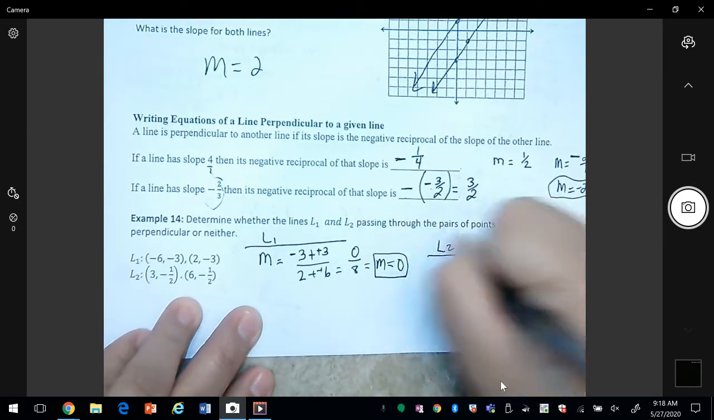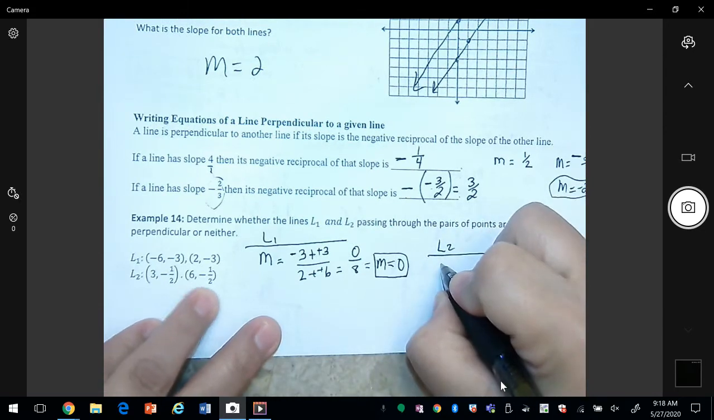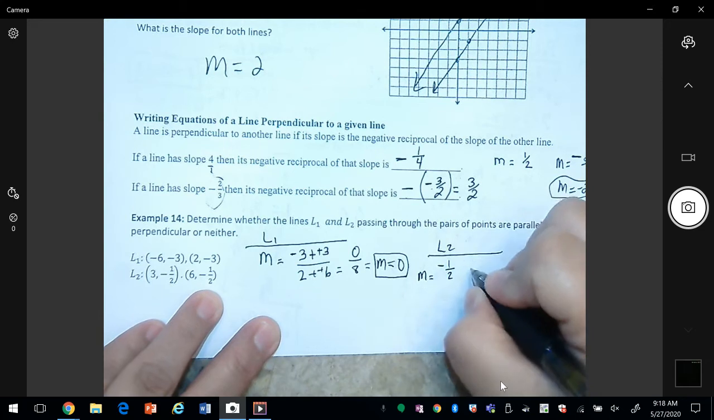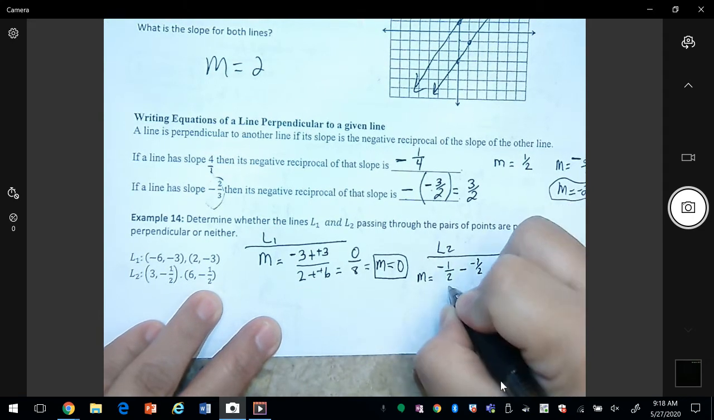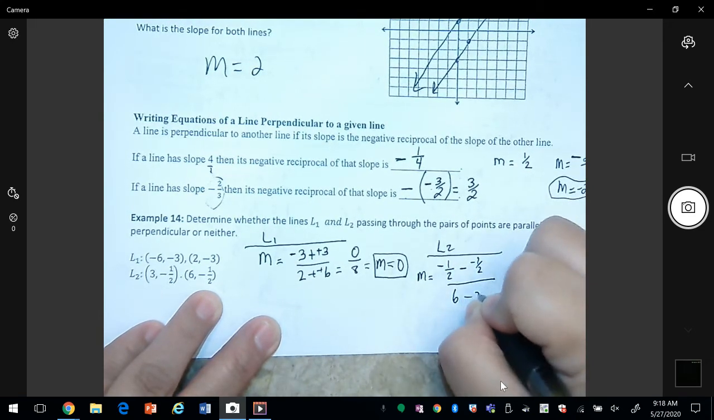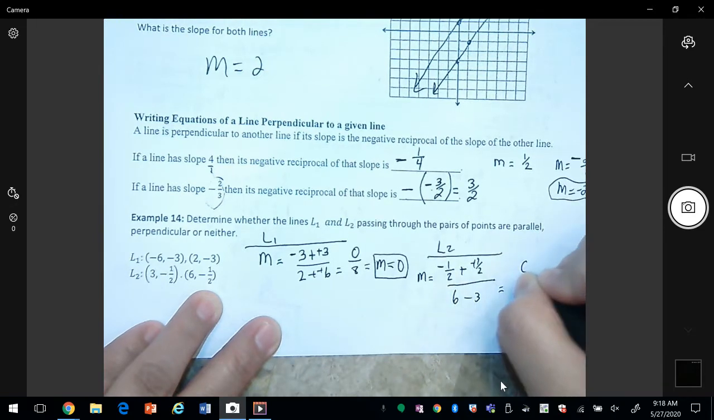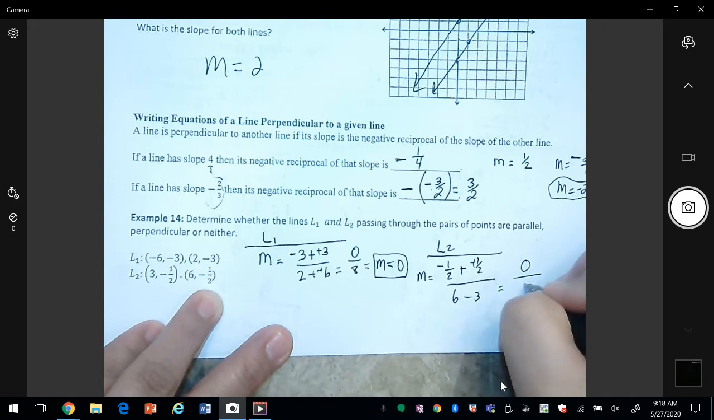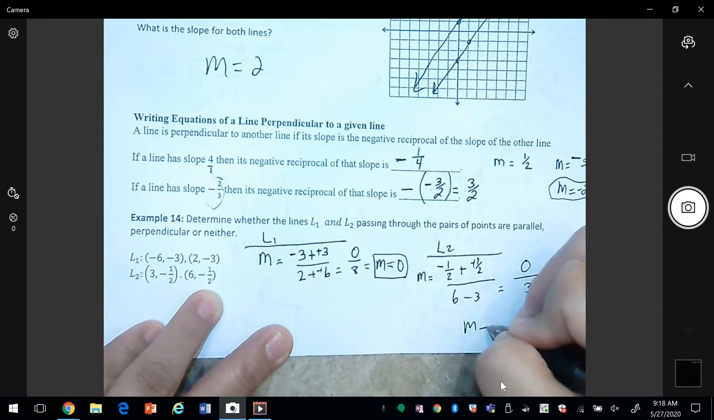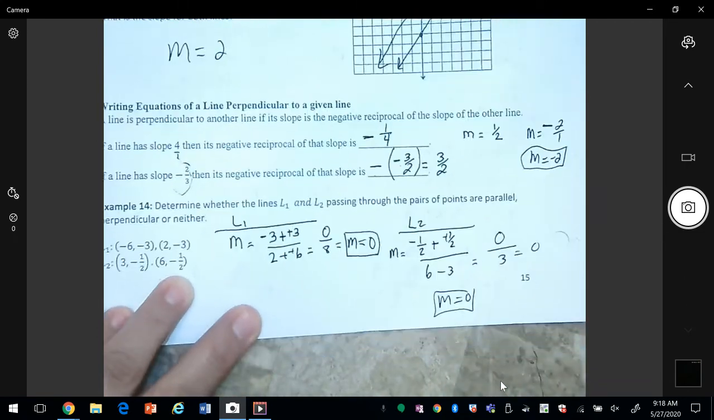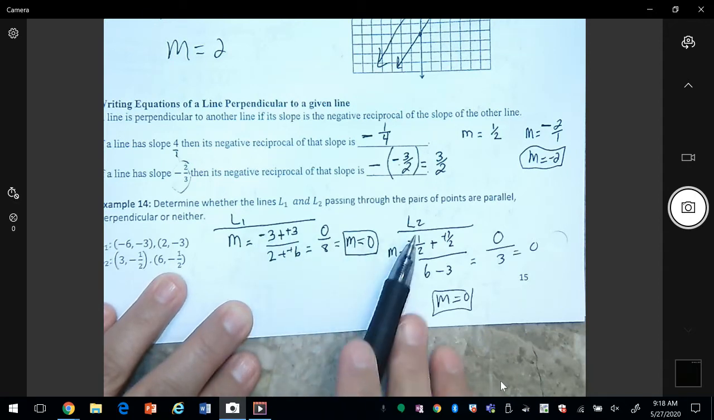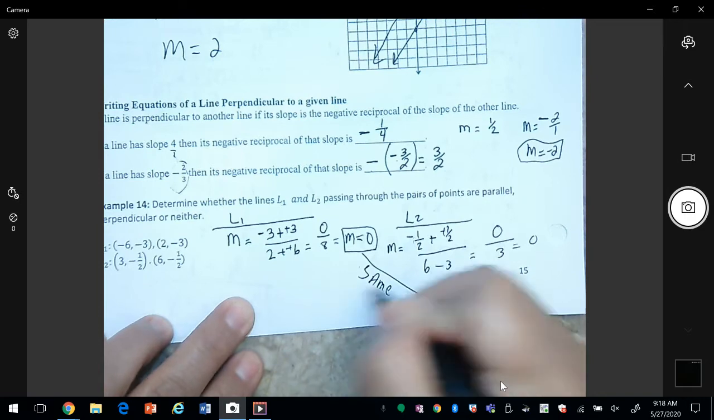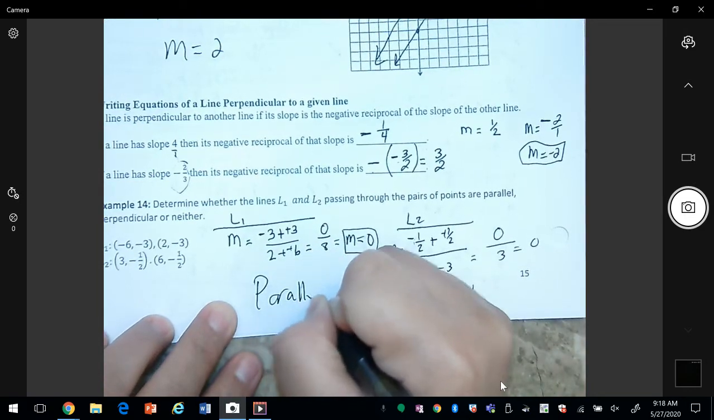So for L2, we have y2, which is -1/2, minus -1/2 divided by 6 minus 3. So we get 0 as well. So as you can see, line 1 has slope 0, line 2 has slope 0. Since they are the same, then we say that the lines are parallel.